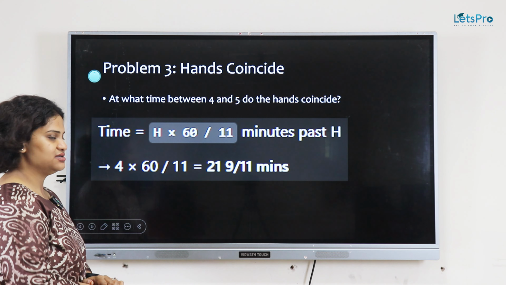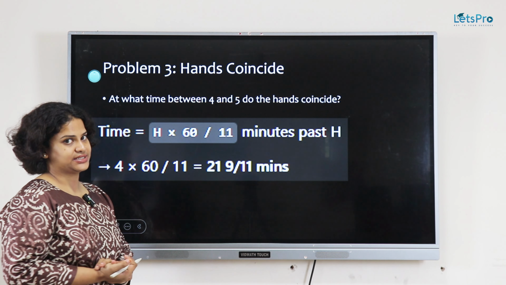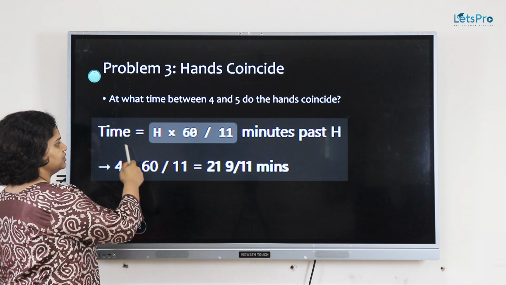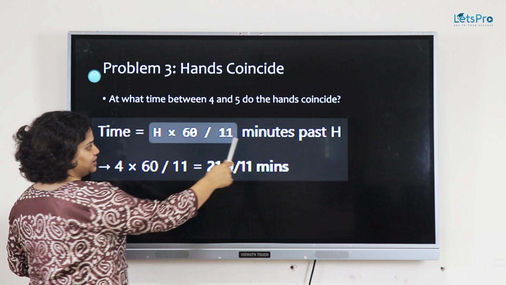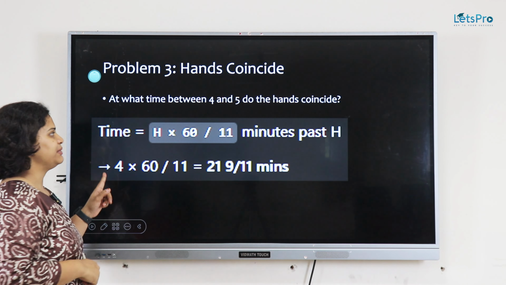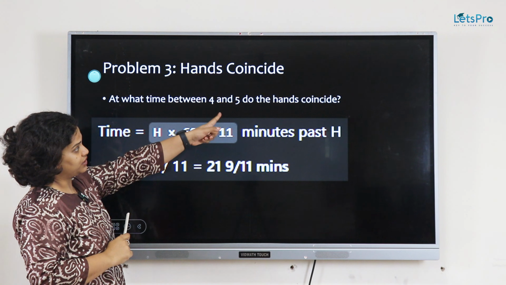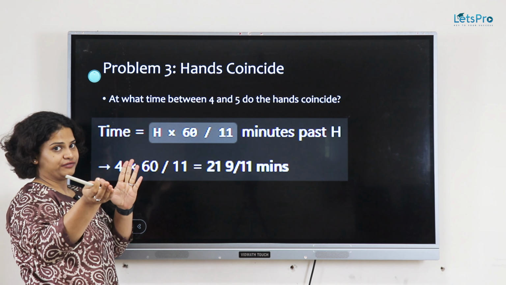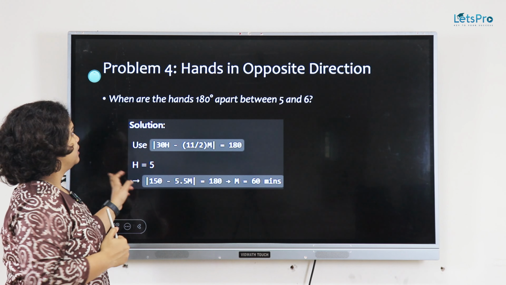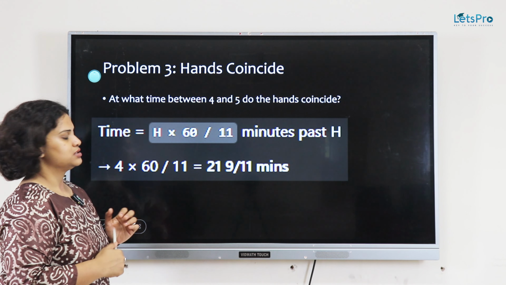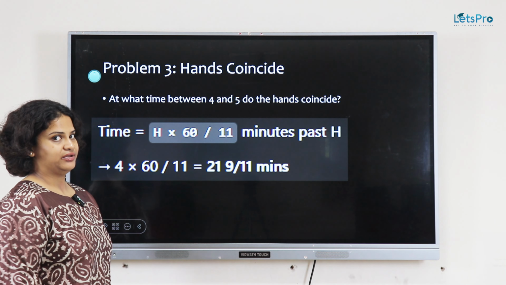Next is the hands coincide. At what time between 4 and 5 do the hands coincide? For coincidence, I told you the time would be h into 60 by 11 minutes past h. So this would be 4 into 60 divided by 11. Why 4 into 60? We are checking from 4 to 5, so the lower number is taken here. 4 into 60 by 11 gives 21 9 by 11 minutes.